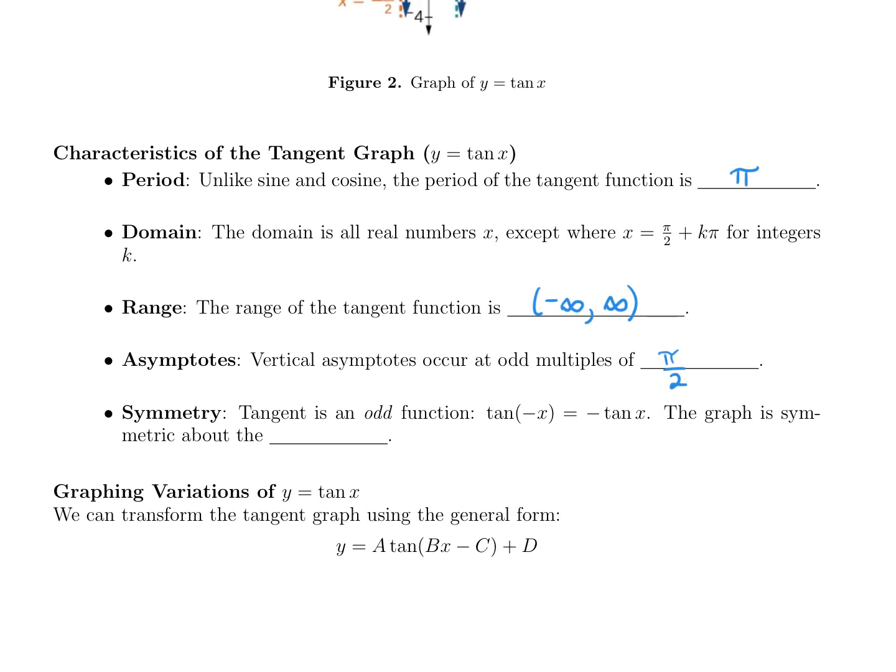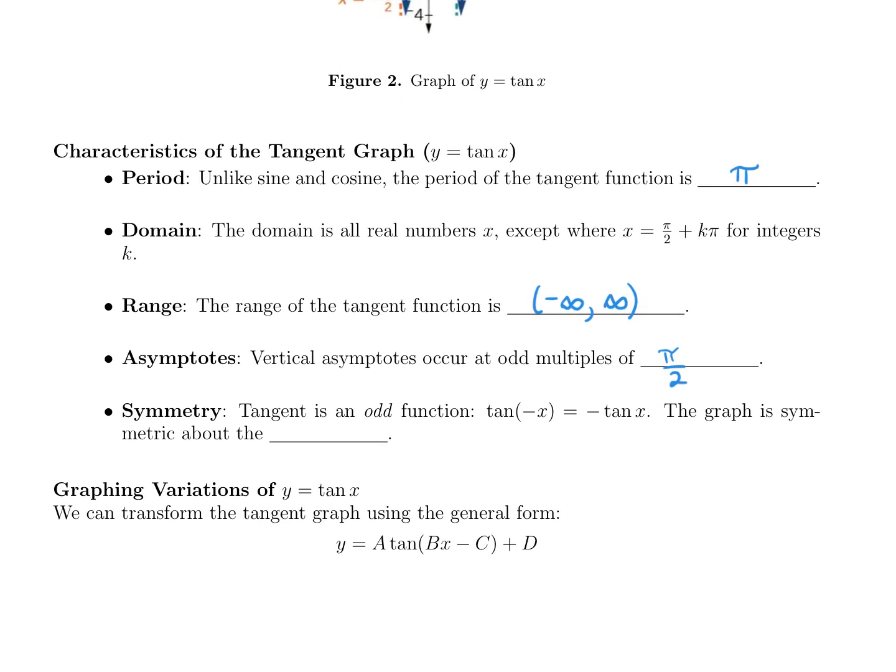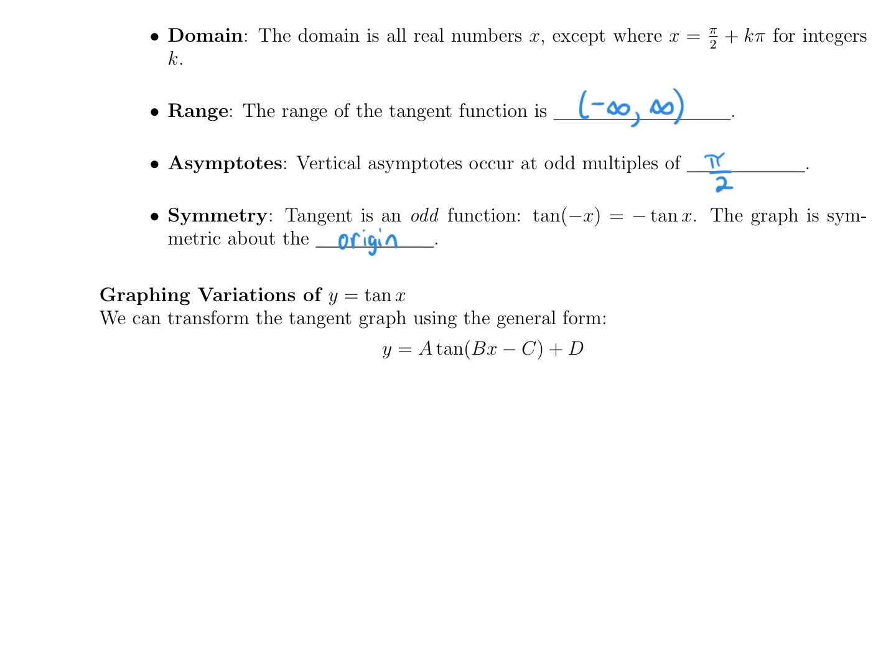Okay. Tangent is an odd function, which means that tangent of negative x is equal to the negative tangent of positive x. The graph is symmetric about the origin. Any function that is odd will always have origin symmetry. Okay, here is the general form of any tangent function. And just like the sine and cosine, the letters A, B, C, and D will determine what the graph looks like. So let's move on to the next page.